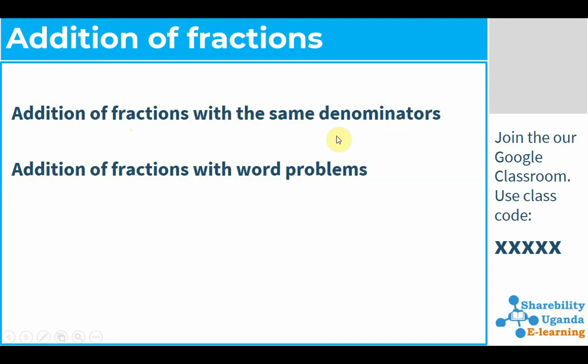In our recent video, we saw how we can identify the parts of a fraction, where we talked about a whole number, a numerator, and a denominator. So in today's video, we shall particularly handle addition of those fractions that have the same denominator. So we shall be adding fractions with the same denominator.